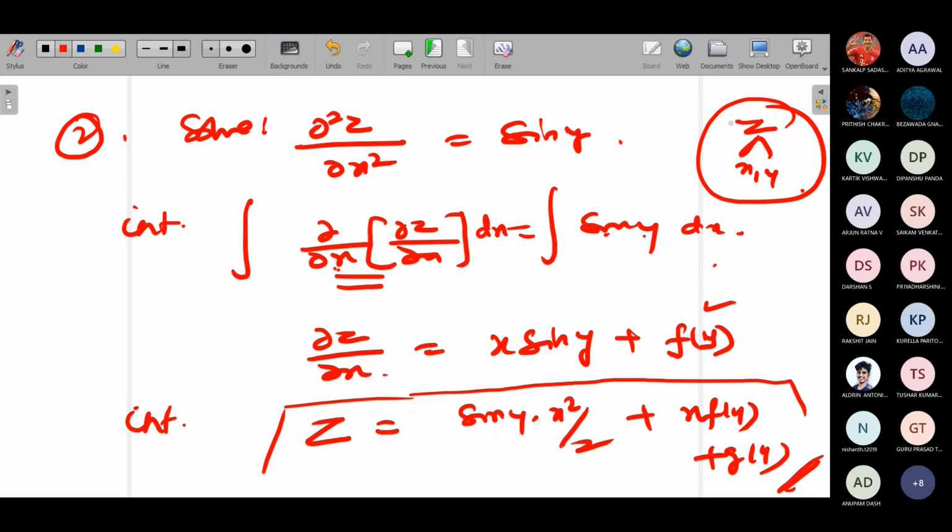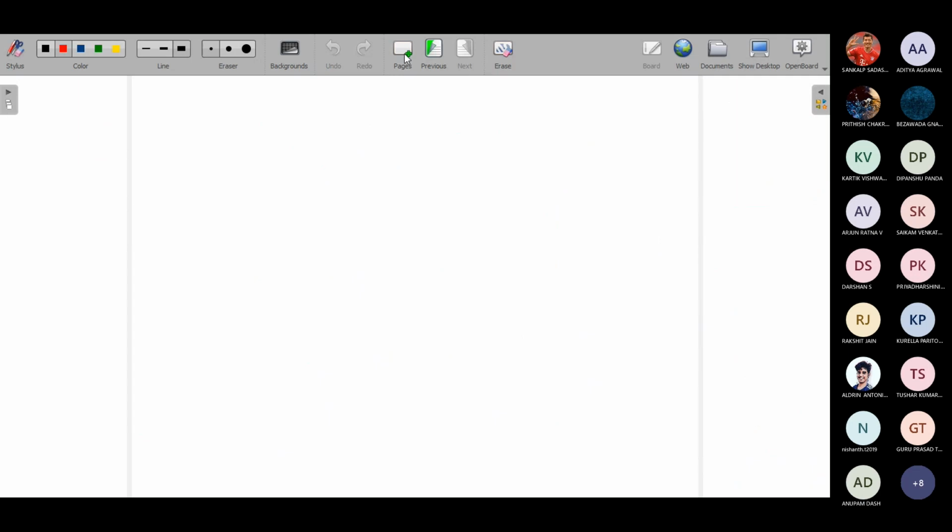Actually, this was just to start with. Now we are going to see different solutions of PDE. I just showed you how to find the solution for a PDE. In the first half, we formed the PDE. Now we are going to find the solutions for PDE.